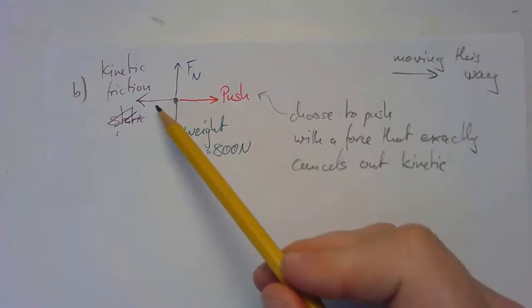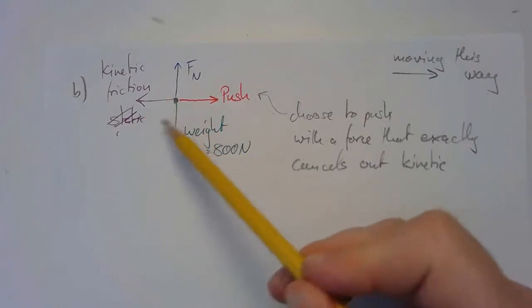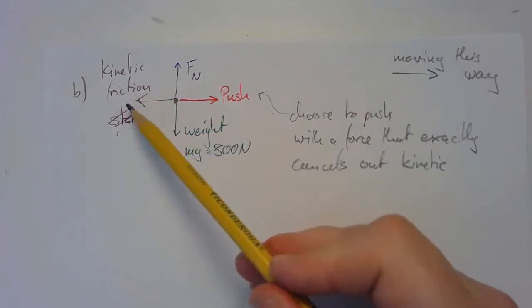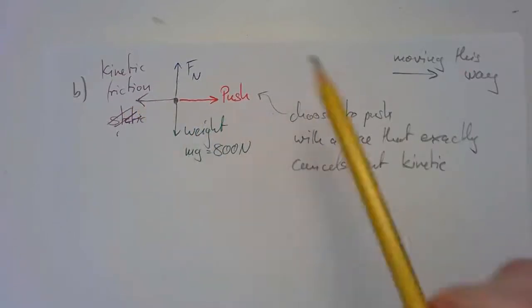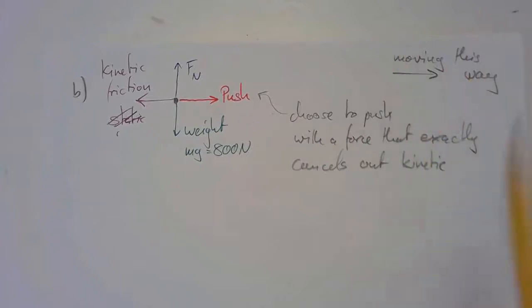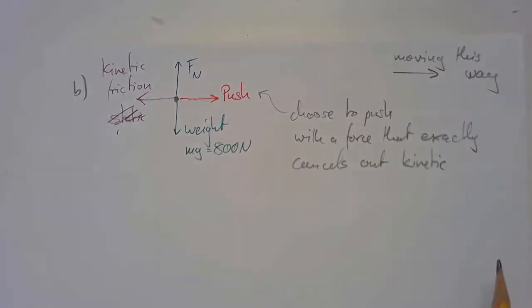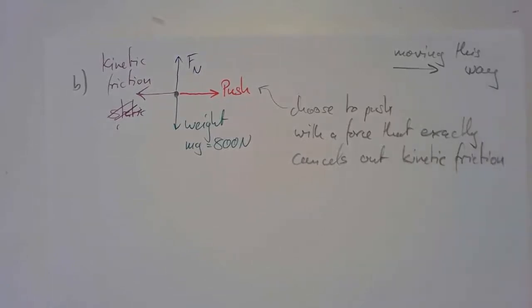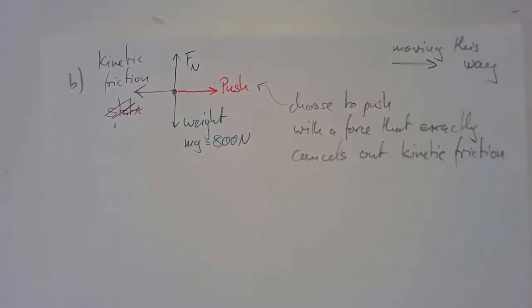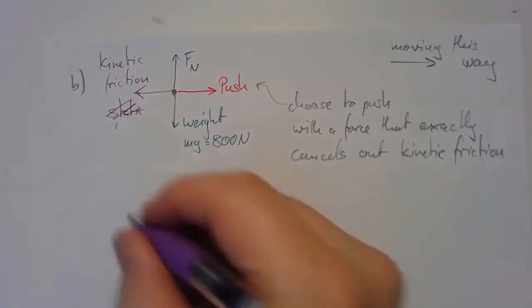Right? That was static friction. Static friction opposes the force that would make something go. Kinetic friction just opposes with a given strength, and it opposes the actual motion just to the right. Never mind what other forces do. So kinetic friction, though, is what?